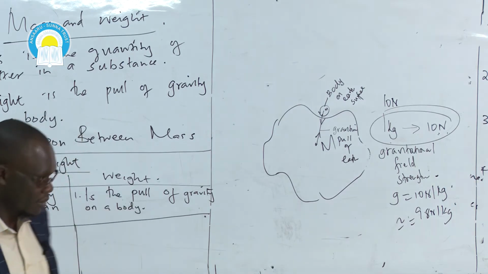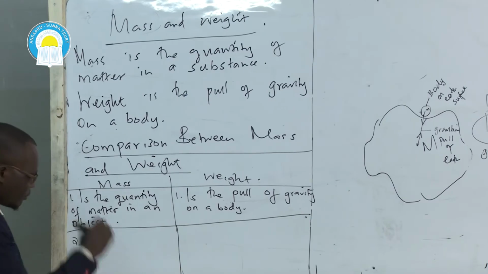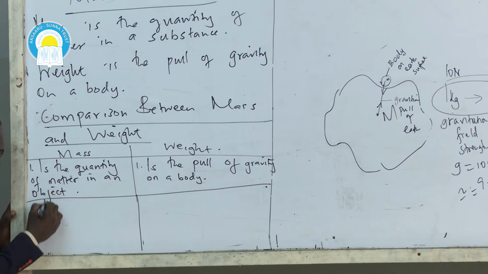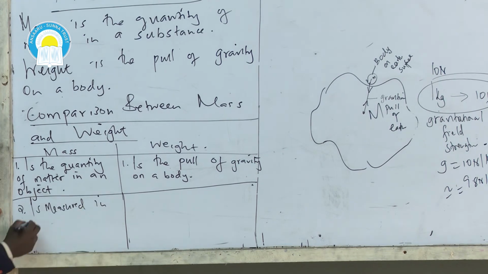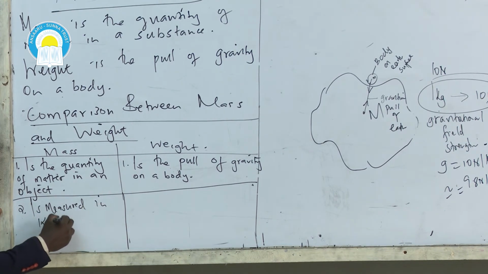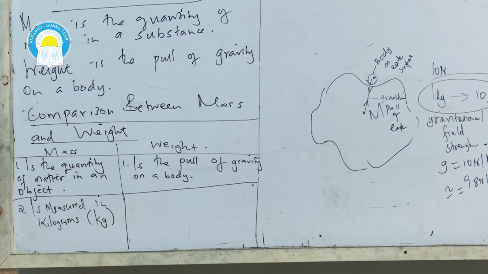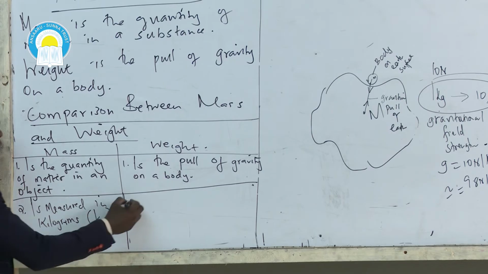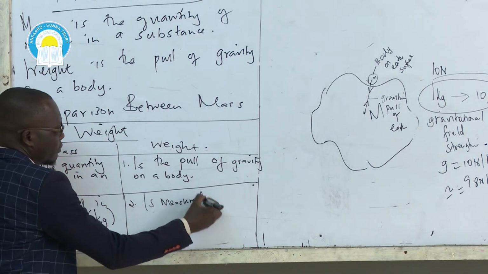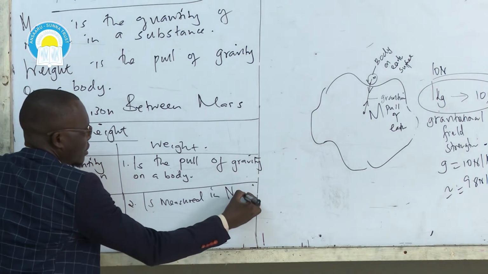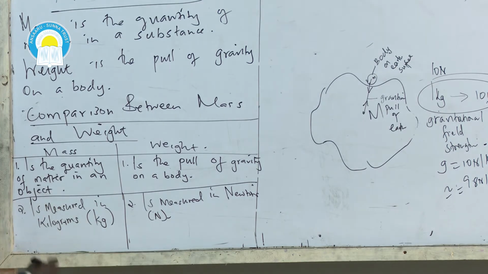Let's get back to our table. The differences between mass and weight. Number 2, mass is measured in kilograms. In brackets, small k, small g. Weight is measured in newtons. In brackets, capital N.